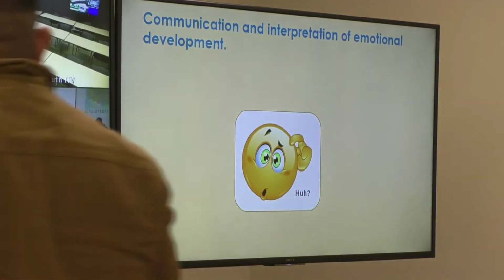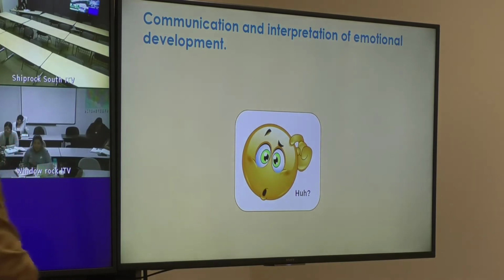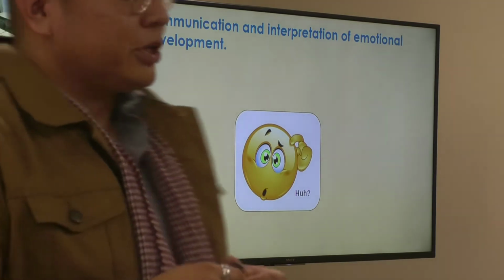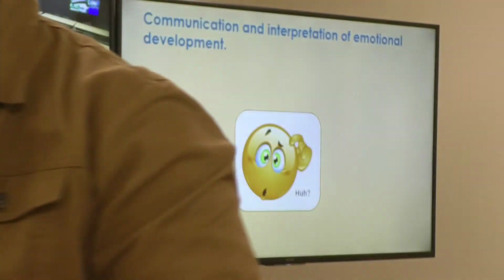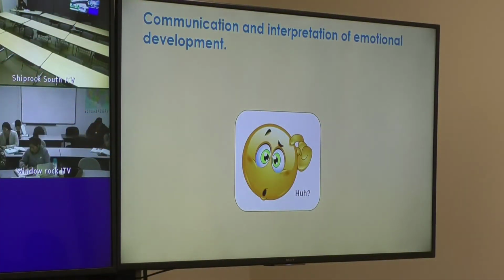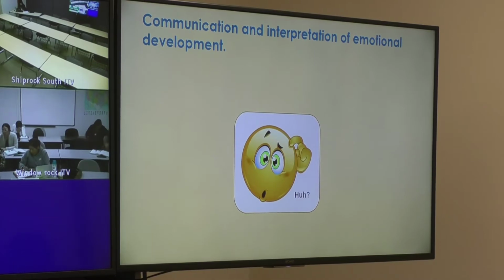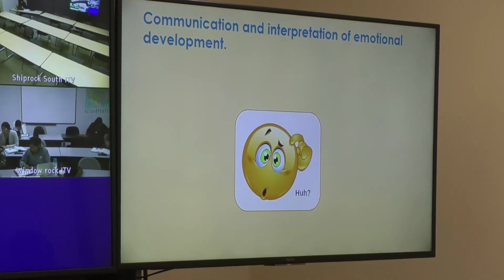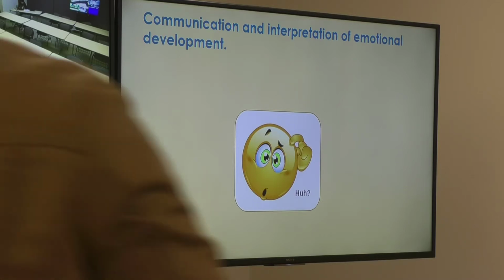So what do you think this means? Communication and interpretation of emotional development. To be able to express your feelings. Express your feelings, okay. What else? What are all your emotions? What are the emotions that you feel right now?